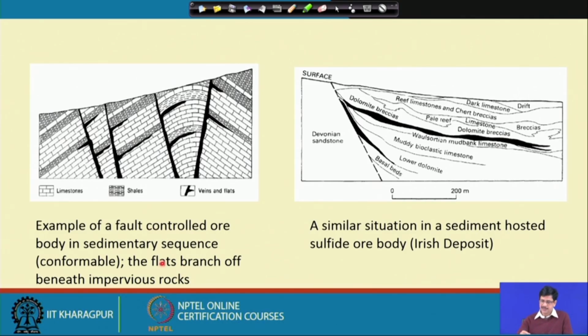This is a similar situation in a sediment hosted sulfide ore body, which we will be studying in some detail in the coming classes. There we can see that the ore is very much conformable to the sedimentary strata. These kinds of ore bodies are simpler to study as long as they occur in undeformed condition, or in crust that has suffered very little deformation, so such original pristine characteristics are very much preserved.